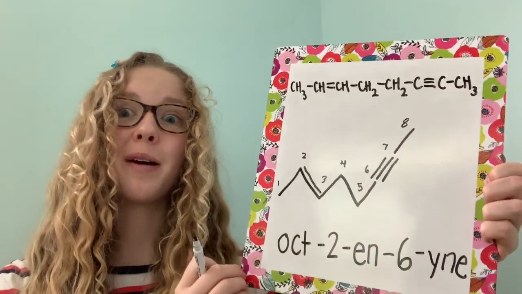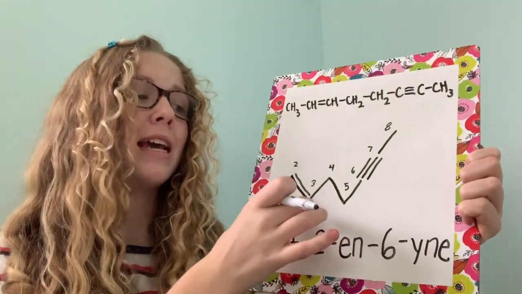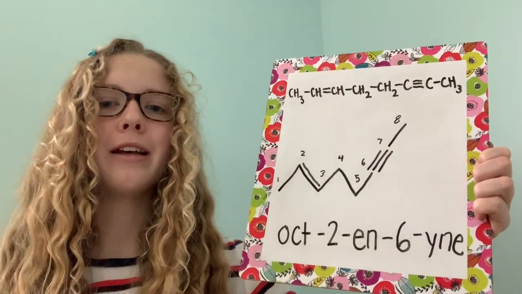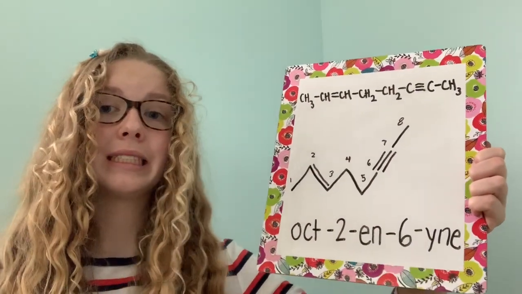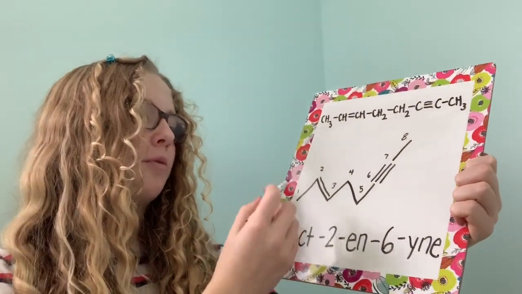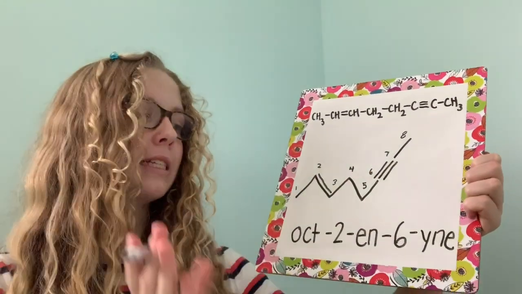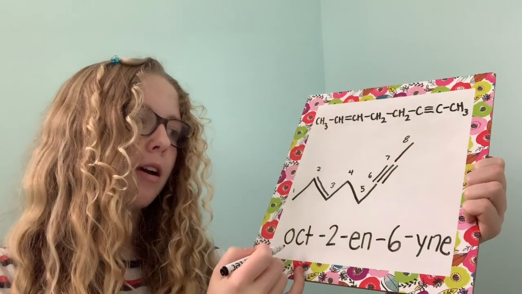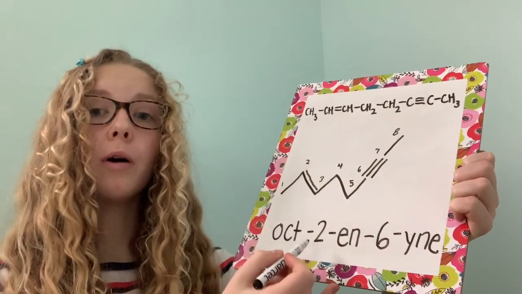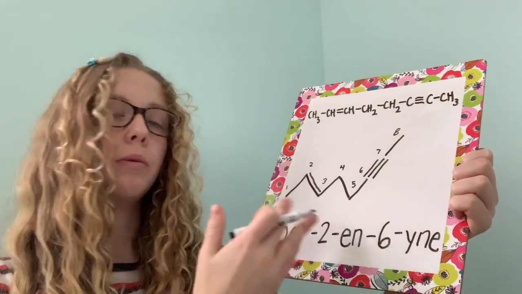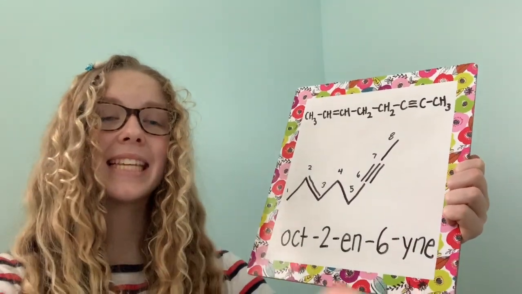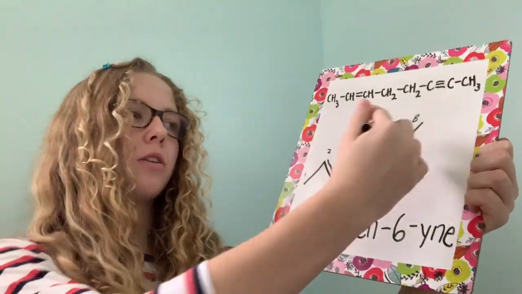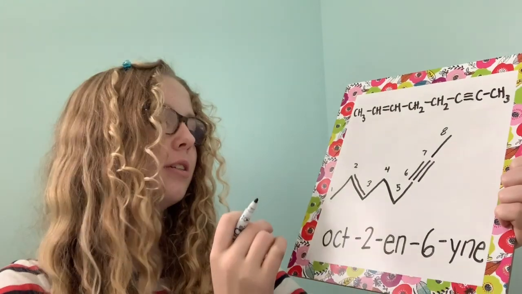Here is our challenge problem of the day. It includes a double and a triple bond. So let's name this compound. We can see that the longest carbon chain is 8. It starts the same way, and then it gets a little different. For the location of the double bond, we always want to have the lowest one first, because they always go in ascending order, lowest to highest, so that's why I didn't count the other direction.